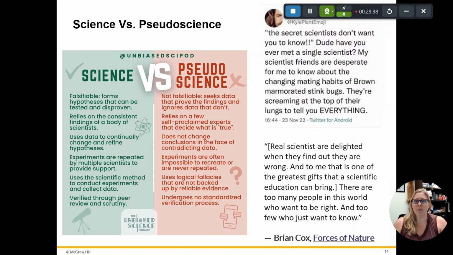And so I want to bring in this idea that there is tons of satire, misinformation, and different things that we would consider pseudoscience in today's social world, okay? I've seen different versions of this quote on the side here from this Kyle Plant emoji, but this idea of the secret scientists don't want you to know. Every time I see those headlines, I cackle, because no scientist has ever wanted to keep a secret.